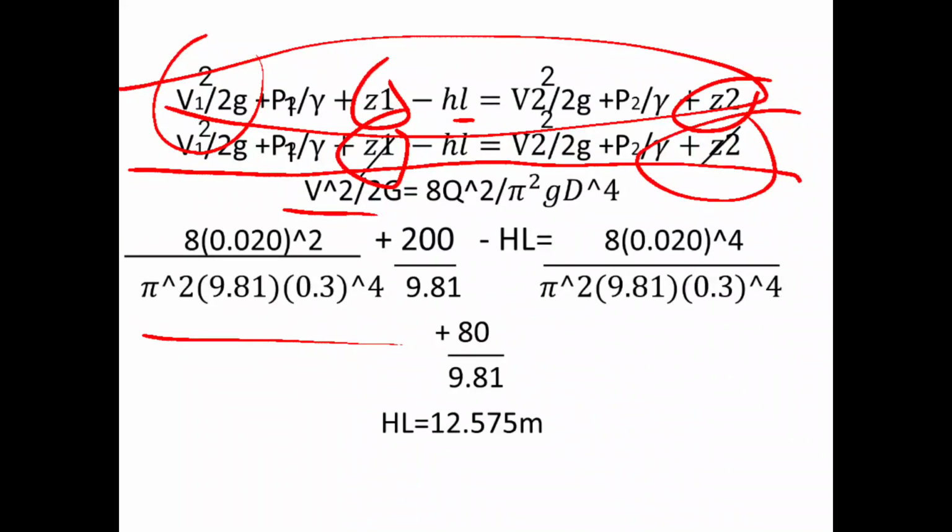acceleration due to gravity, minus the head loss, is equals to 8 times this 0.02 to the power of, I'm so sorry, that is 2. It is 2, that is 2 po. The power of 2 all over pi squared times the 9.81 times the 0.3 to the power of 4 plus the pressure 2 over the rho, which is 80 over 9.81.